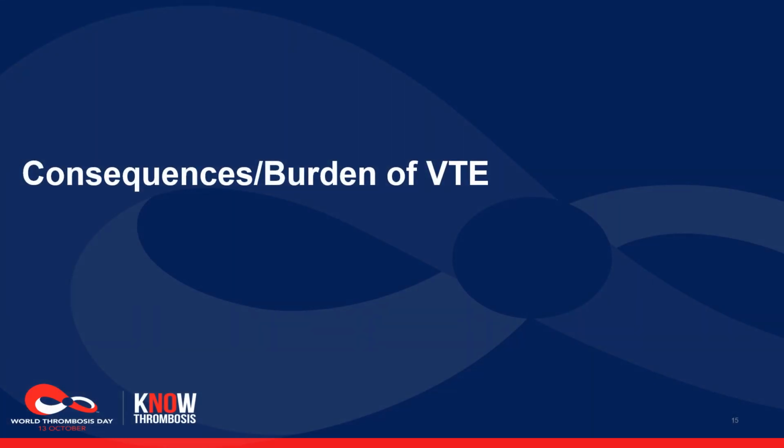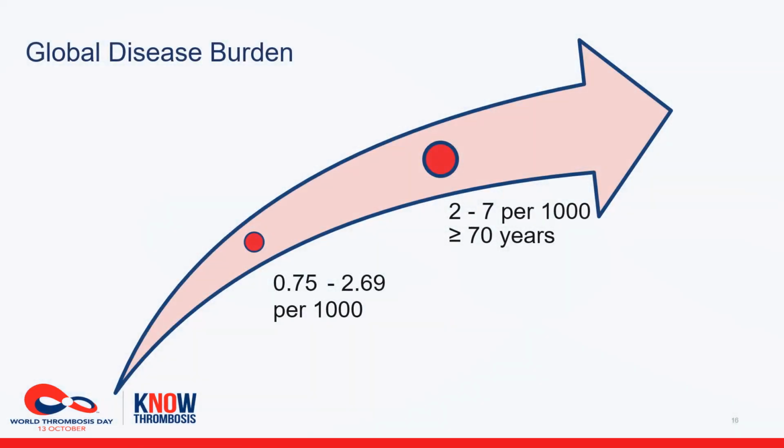So VTE isn't a rare event. It has a similar incidence to the rates of stroke. Studies from all around the world have yielded pretty consistent results, with the annual incidence rates ranging from 0.75 to 2.69 per 1,000 individuals in the population, with this incidence increasing to around 2 to 7% for those over 70 years.